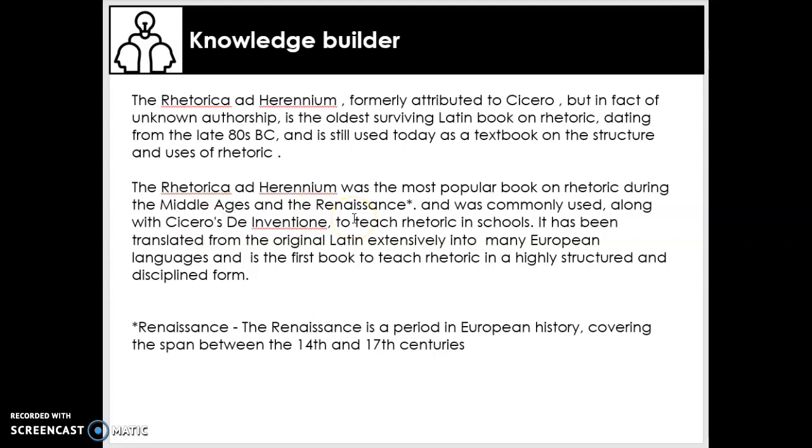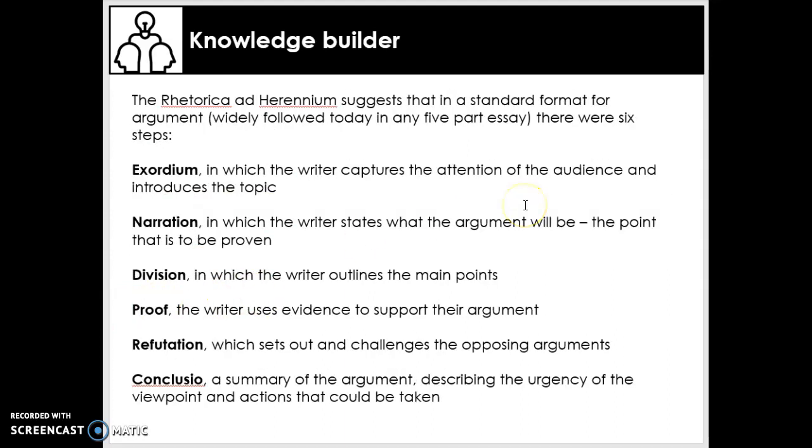There's lots of ways to structure a speech. The one I think is potentially useful comes from what's known as the Rhetorica ad Herennium, which is a very old book. It comes from the 80s BC, but is still used today as a textbook on the structure and uses of rhetoric. It's incredible, isn't it, to think something's lasted that long. And it basically sets out ideas about how you should order and structure and shape a persuasive speech. And it suggests that your speech should have 5 clear sections.